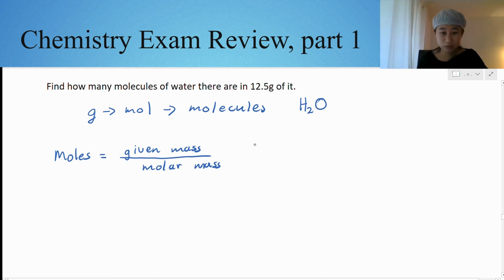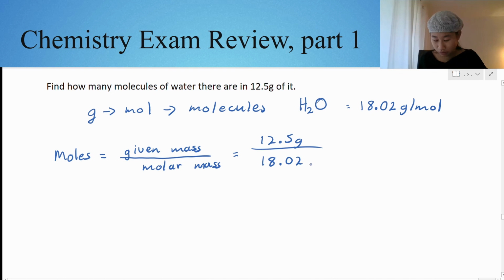The molar mass of water is going to be the weight of 2 hydrogens plus the weight of an oxygen, so we have 18.02 grams per mole. The given mass is 12.5 grams, and we're going to divide that by 18.02 grams per mole. This gives 0.69 moles.